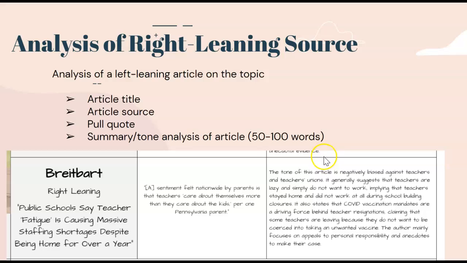The tone of this article is negatively biased against teachers and teachers' unions. It generally suggests that teachers are lazy and simply do not want to work, implying that teachers stayed home and did not work at all during school building closures. It also states that COVID vaccination mandates are a driving force behind teacher resignations, claiming that some teachers are leaving because they do not want to be coerced into taking an unwanted vaccine. The author mainly focuses on appeals to personal responsibility and anecdotes to make their case.